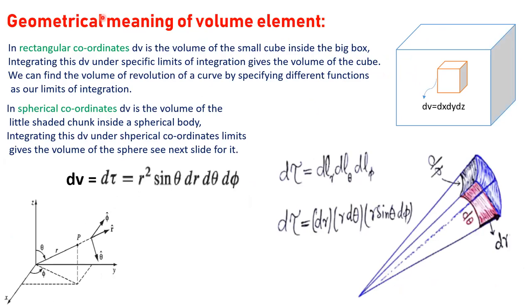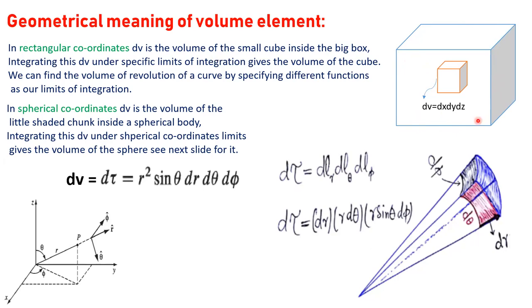Geometrical meaning of the volume element: what is dV in rectangular coordinates, what is dV in spherical coordinates, and what is its physical or geometrical meaning. For example, I have a box, like this big cube, and I'm interested in finding its volume. This is a regular shape and its volume is simply x times y times z.